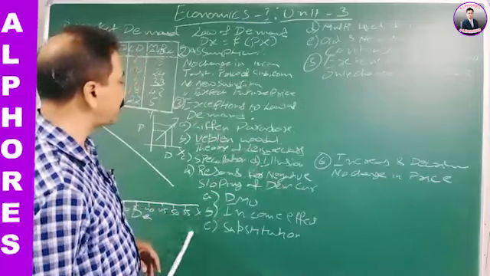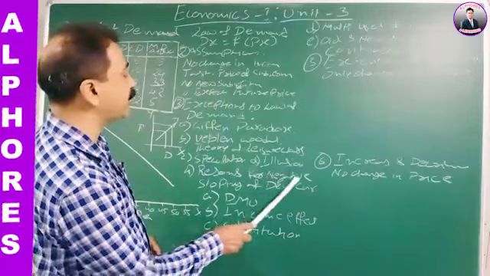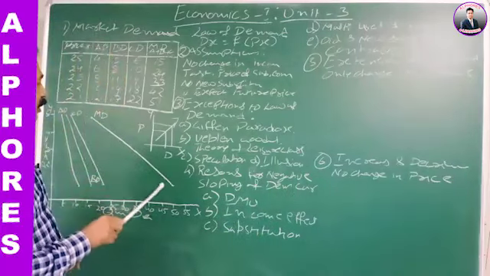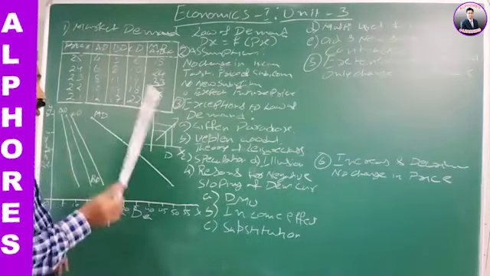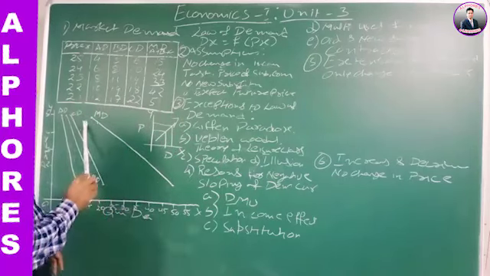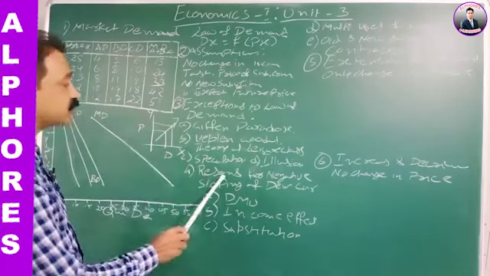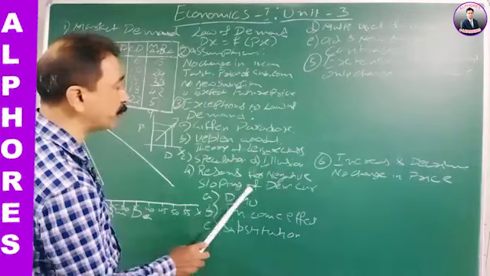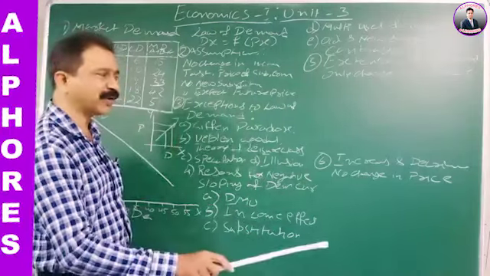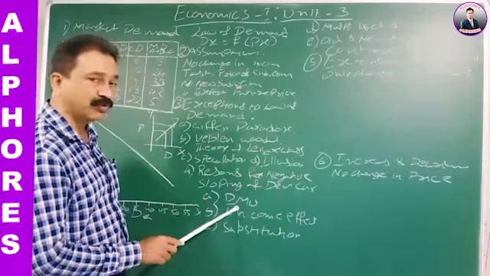Now we will see the next one, reasons for the negative sloping of the demand curve. Just now we have seen the negative sloping of the demand curve. Why does the demand curve always slope left to right downwards, showing the negativity? Here we are discussing the reasons for the negative sloping of the demand curve.